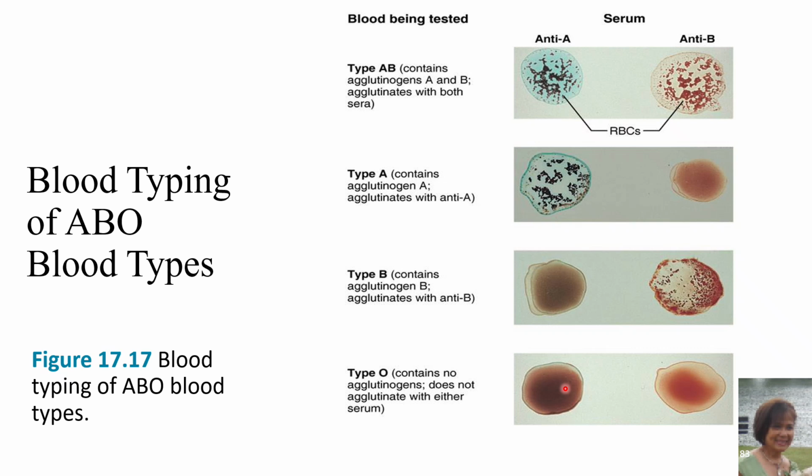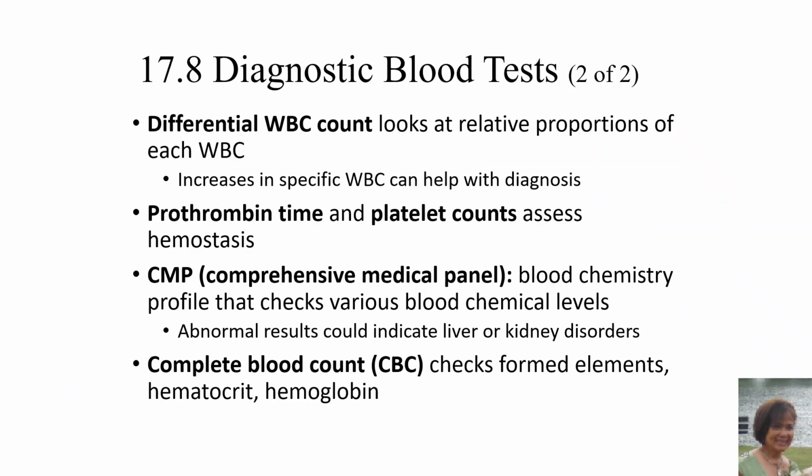How do you know if it is positive or negative? You have another spot in the middle where you put antibody D, anti-D, which is the antibody for Rh. If it agglutinates, then it is Rh positive. If it did not agglutinate, then it is Rh negative. Please make sure that you learn the diagnostic blood test. This is actually in your lab.